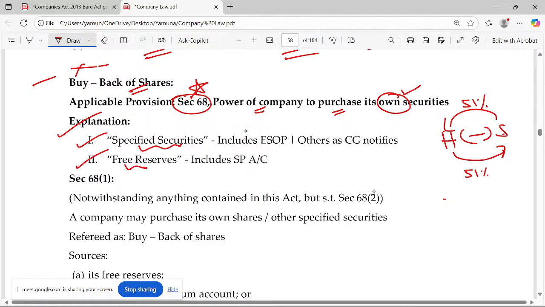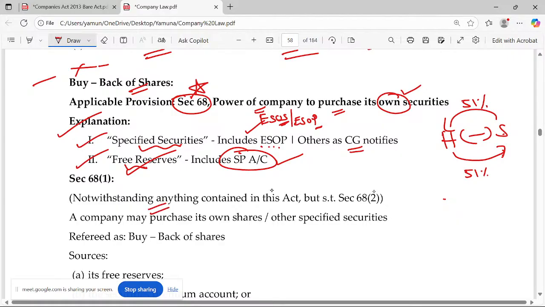Explanation goes with two terms, specified securities and free reserves. Specified security includes ESOP, employee stock option plan. Either we'll use this one, ESOS or ESOP. More or less both are the same only. ESOS scheme and ESOP plan. And otherwise the central government will notify. When we talk about free reserves, we'll be discussing the securities premium account also.